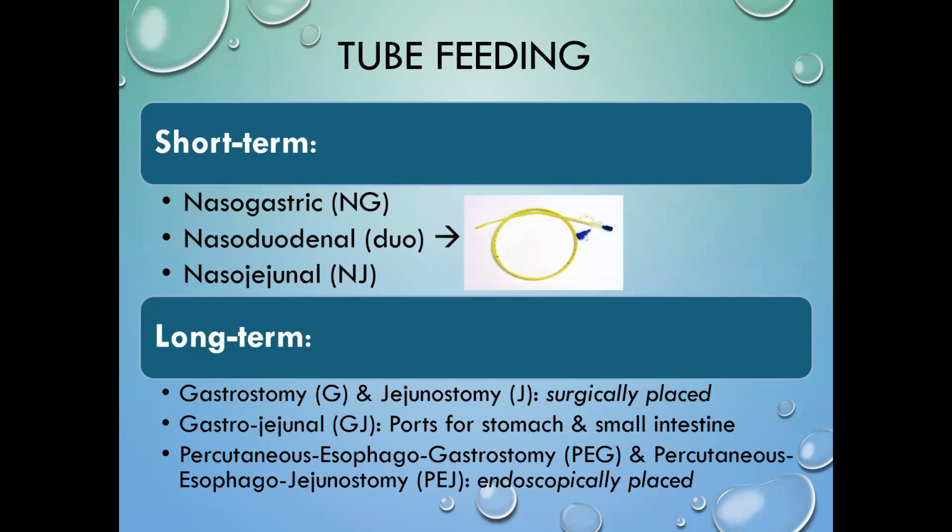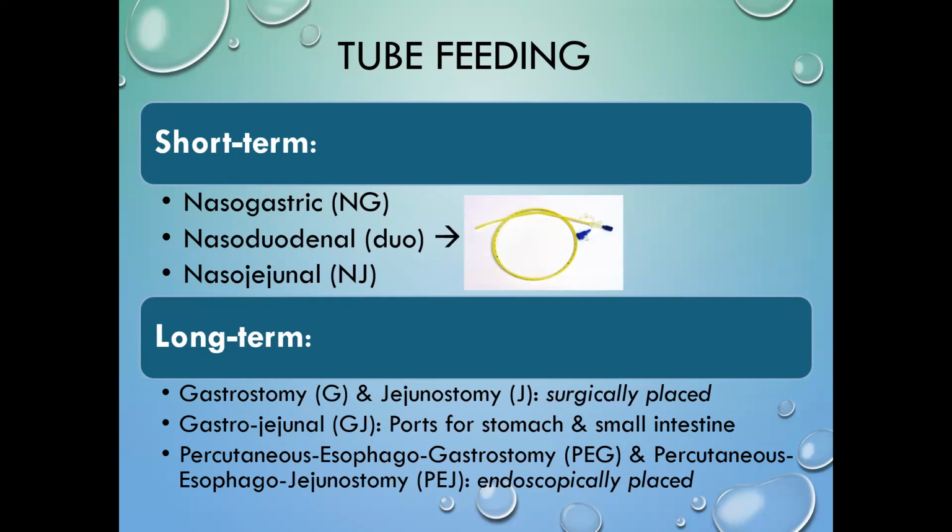The next part of the process is deciding where they can or where they want to feed. So each of these tubes is placed in a different spot. Depending on medical factors, the doctors, usually the gastroenterologist or the GI doctor, will decide which tube makes the most sense for that person.